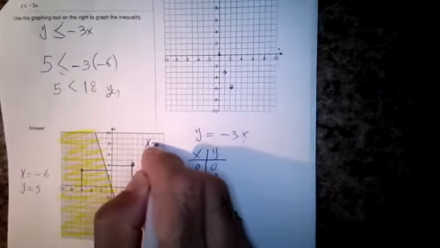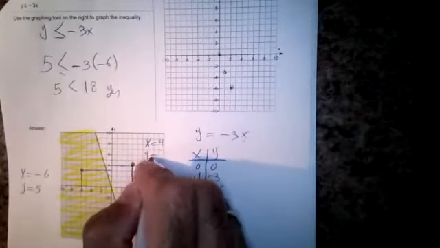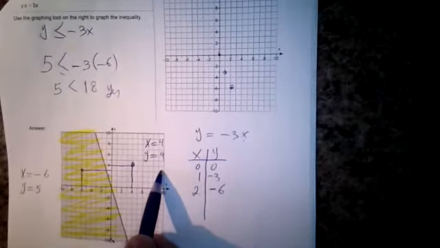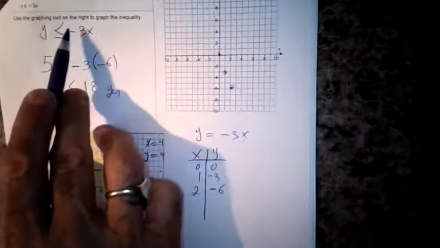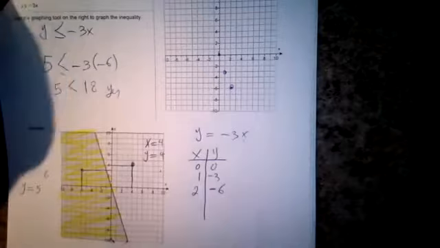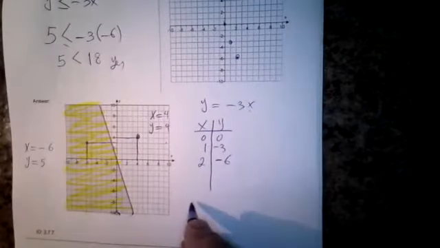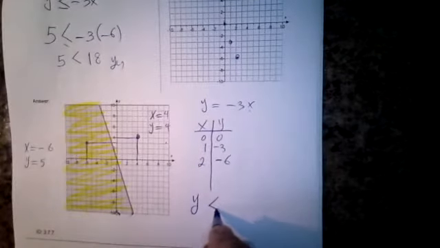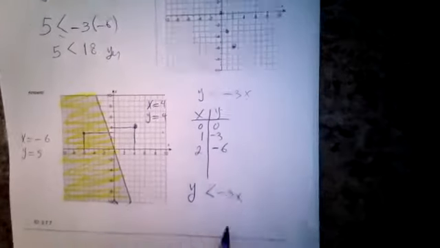X is 4 and y also is 4. Let's see if this point works. You put that into these equations. Y, that's minus 3x, right? Let's take it and put it here.